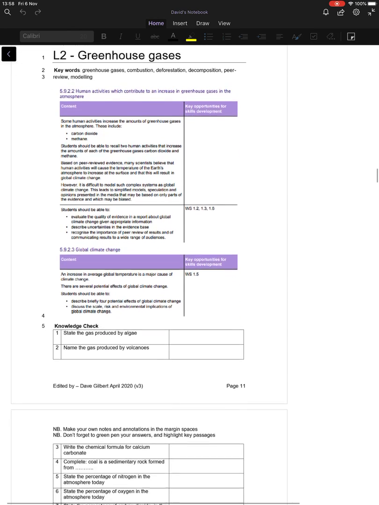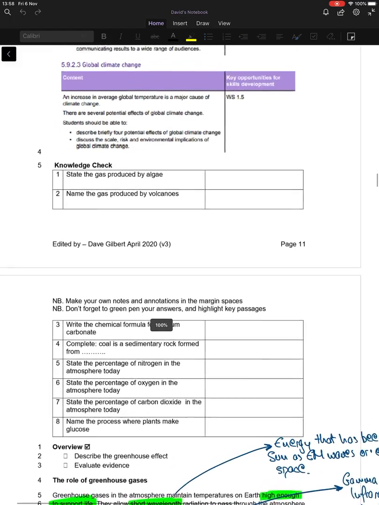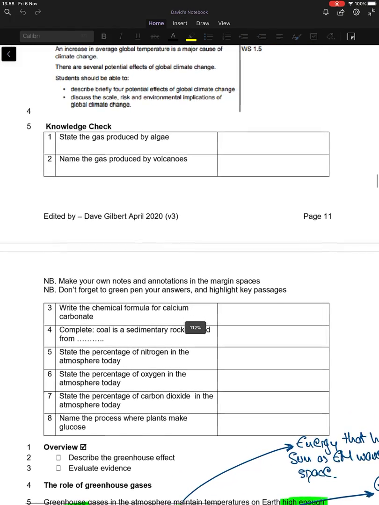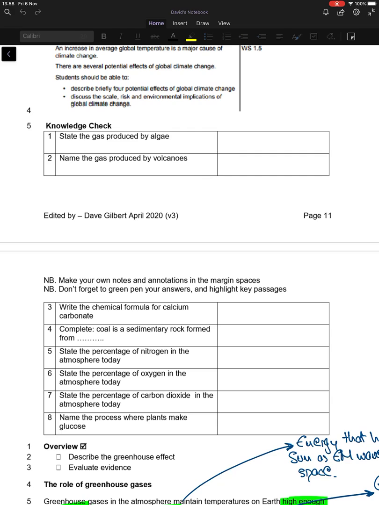So, to begin with, on page 11 and 12, if you'd like to have a look at the knowledge check questions that are on the screen right now, I'm going to pause the video. If you'd then like to review your work from lesson 1, see if you can answer them. And once you've done that, I'll unpause the video and we can go through and you can mark correct, green pen your answers as required. So I'm going to pause the video now and give you a chance to do that. Right, so hopefully you've unpaused the video.